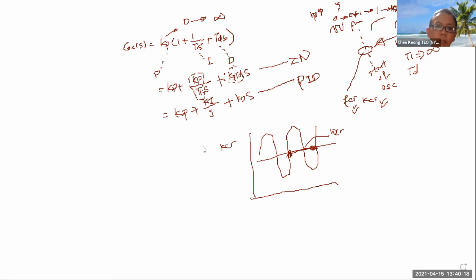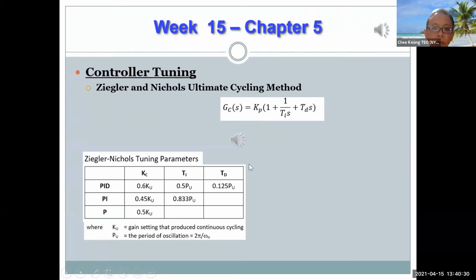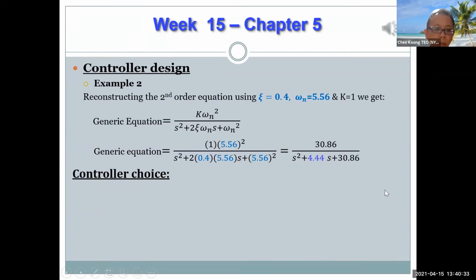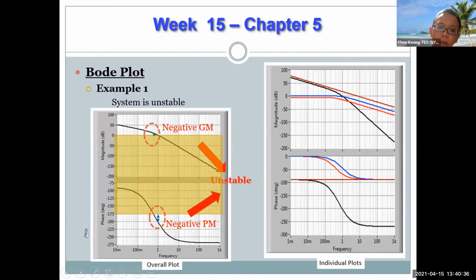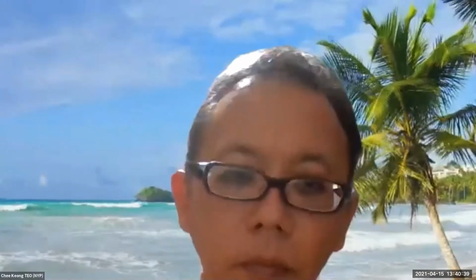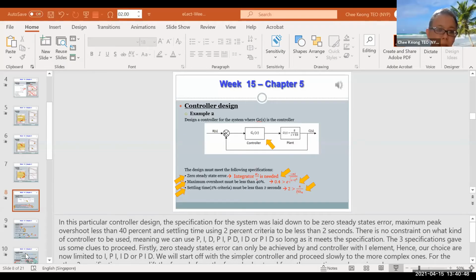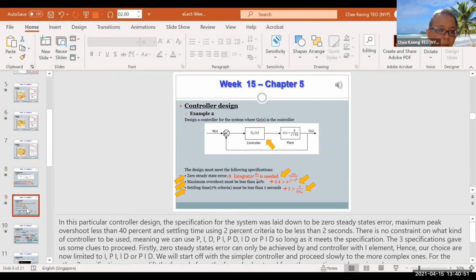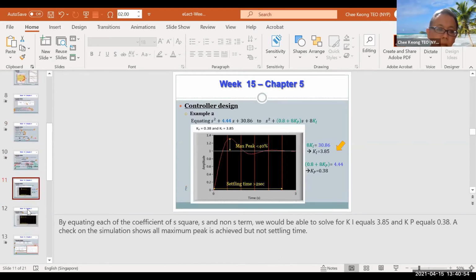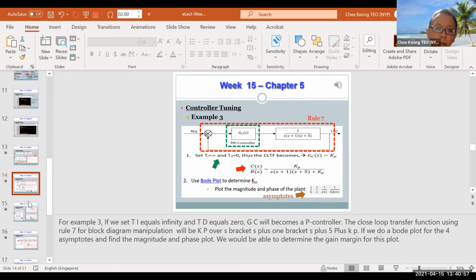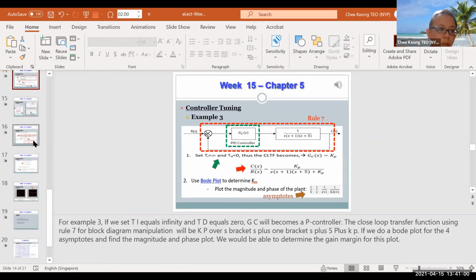Now, let's go through the example before we conclude what Ziegler-Nichols has to say, by following the lecture notes. Something went haywire, so I need to stop sharing first. Let me share the Ziegler-Nichols again. Something went haywire just now. Okay, where is the Ziegler-Nichols?